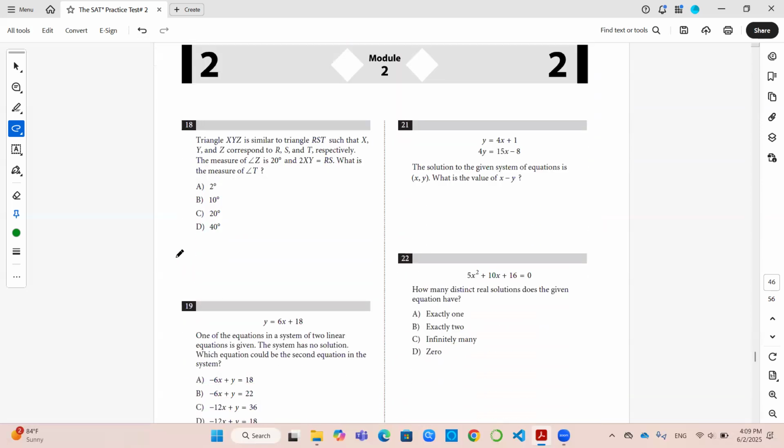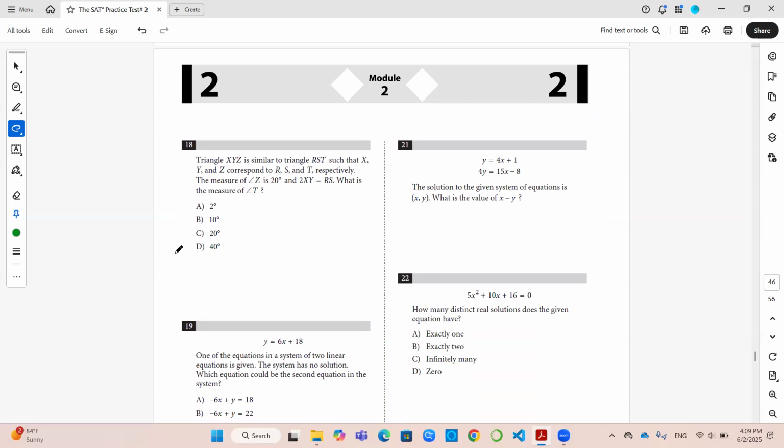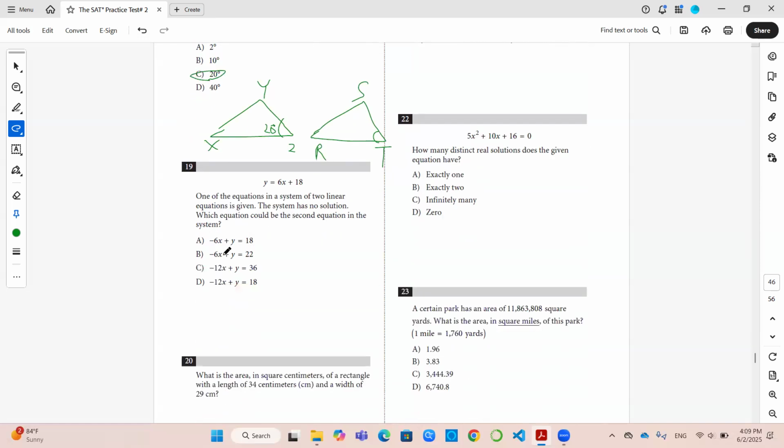Triangle XYZ is similar to triangle RST such that X, Y, and Z correspond to R, S, and T respectively. The measure of angle Z is 20 degrees and 2XY is RS. What is the measure of angle T? Okay, so I'm going to draw out the two triangles here, 20 degrees at Z, Y and X, and R, T, and S. T and Z are the same angle, so 20 degrees. So C is the correct answer.